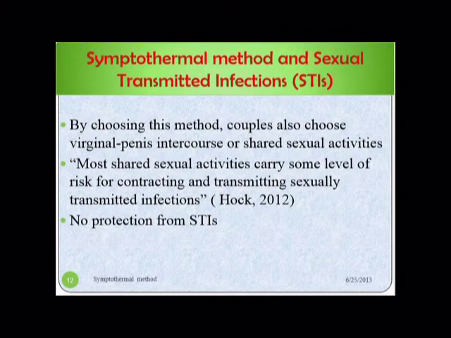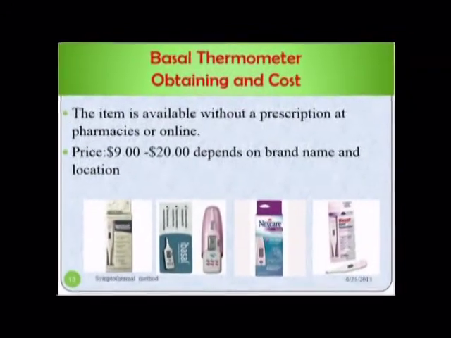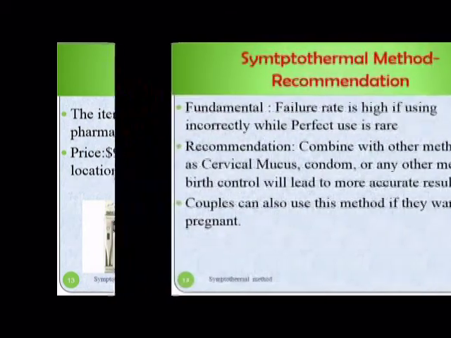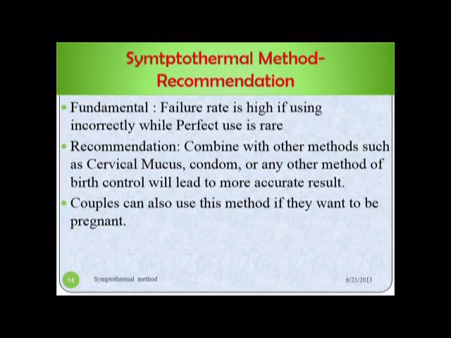It's easy to obtain a basal thermometer. It's available without a prescription at pharmacies or online, and the price will vary around $9 to $20, depending on brand names and location. Because the failure rate of the method is high if used incorrectly, while perfect use is rare, my recommendation is combining this method with others, such as cervical mucus, condoms, or any other one, which will lead to more accurate results.